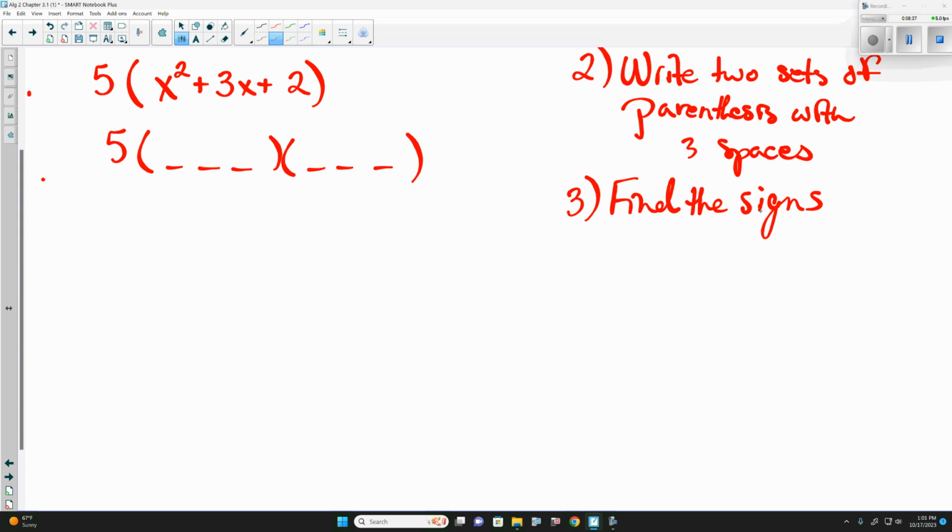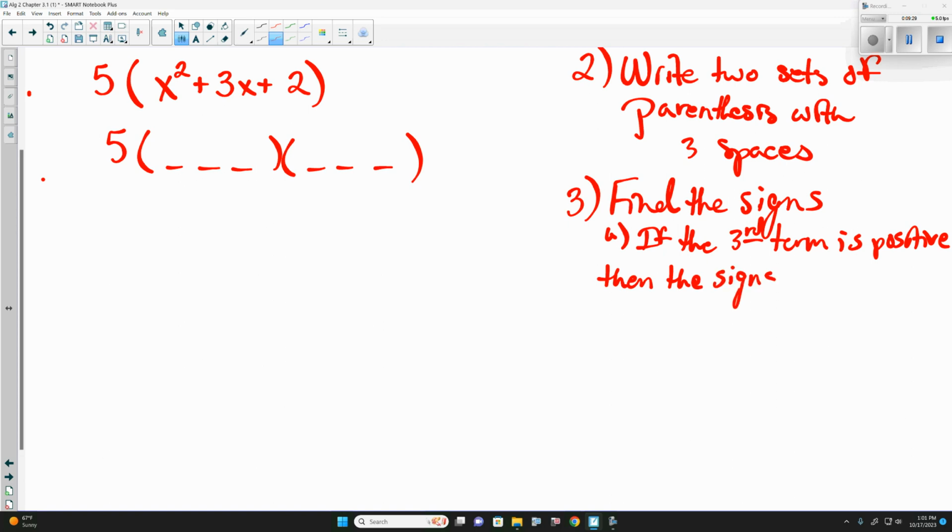If the third term is positive, then the signs are the same, and match the sign of the middle term.